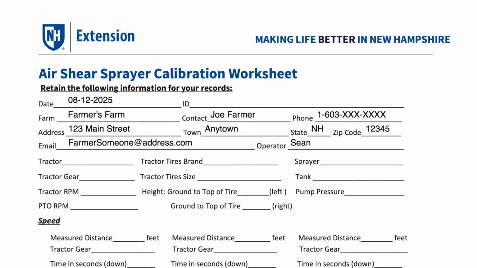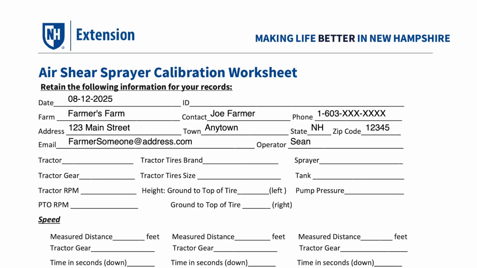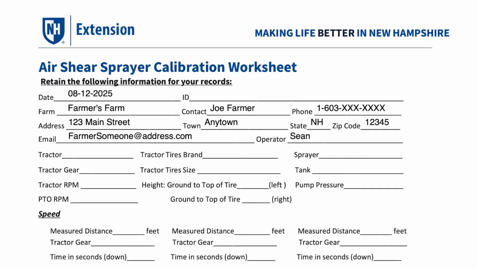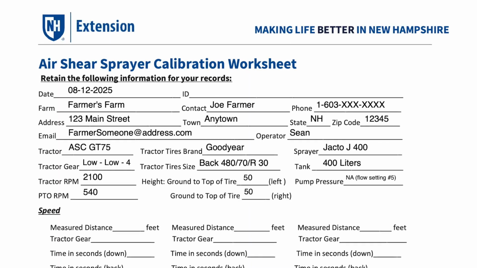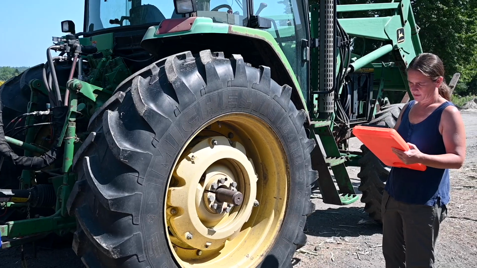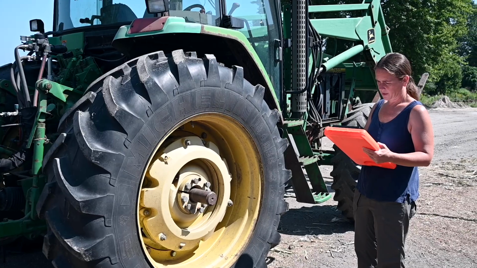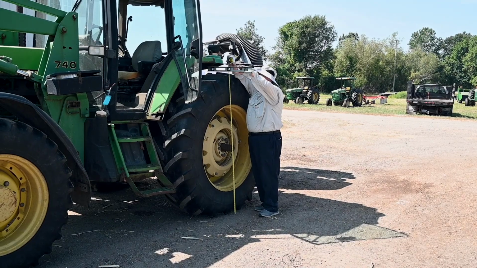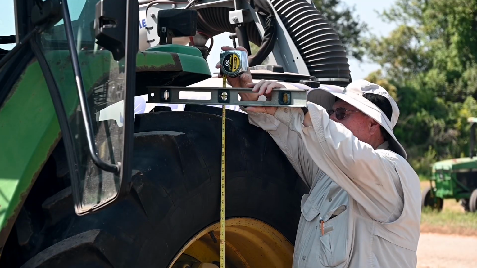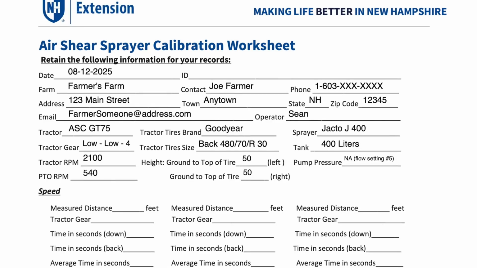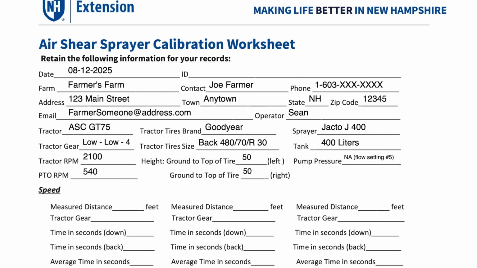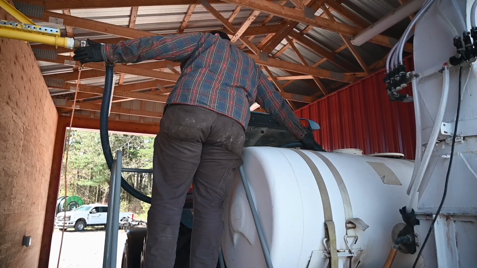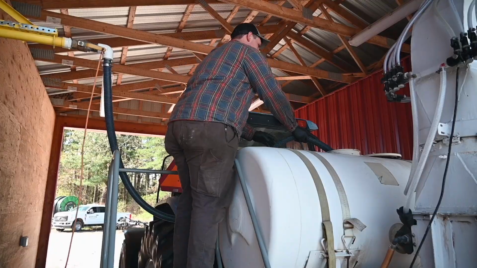The first part of the worksheet gathers the basic identification information along with the date, operator, location, and equipment being used for the calibration. Take note of the tractor's details, such as the tractor make and model, tractor tires brand, the gear it's being driven in, as well as the RPM. Also, record the tractor tire size and height from the ground to top of tire, and remember to record the sprayer make and model, tank size, and pump pressure. The tractor should be pulling a clean sprayer tank filled halfway to represent an average weight load.